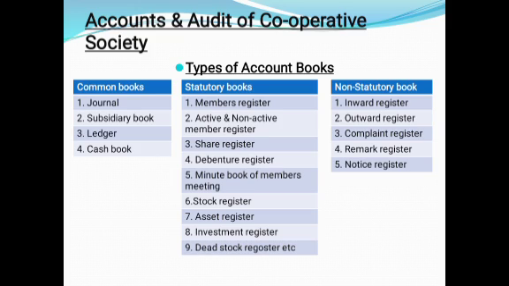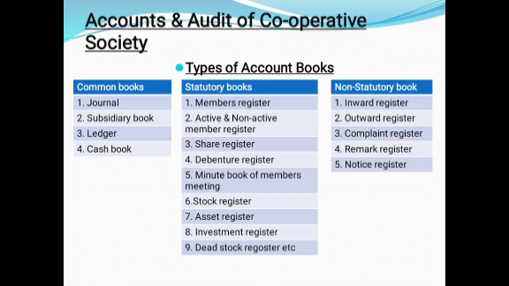Inward register means whatever information other people are sending us, we have to record it from the inward register, who is sending the information to us. Then outward register means we are sending some information to another person. Whatever information we have given to others, to whom we have given it, we have to register in this book.